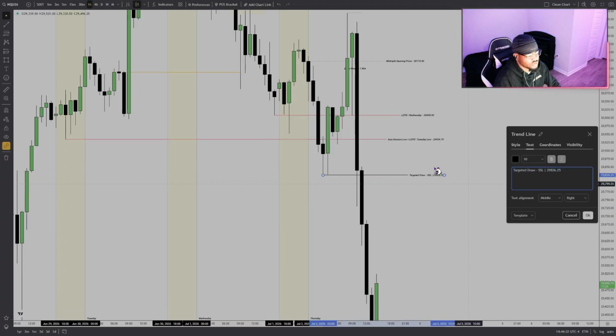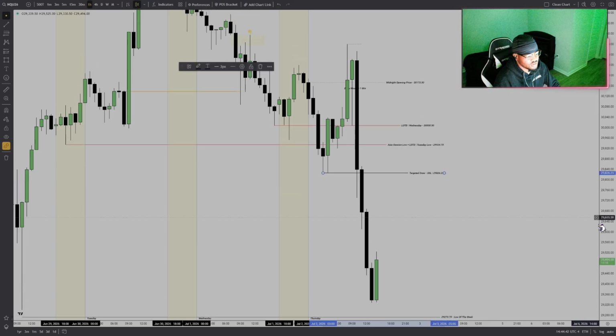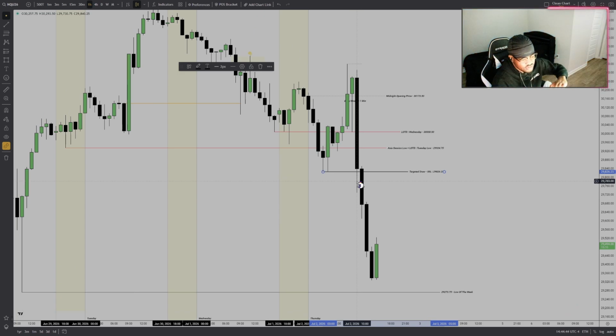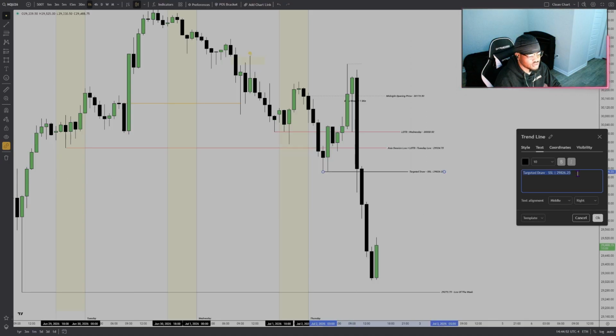So target draw liquidity for today was clearly bearish. We seek the low of the day that was made within London session. That target was 29,826.25, and everything after that is just wherever the higher time frame is pushing. You go look on the daily. Where does the daily look like it's trying to go? That is how I'm able to get my levels and figure out where I need to be in line with in terms of directional bias.